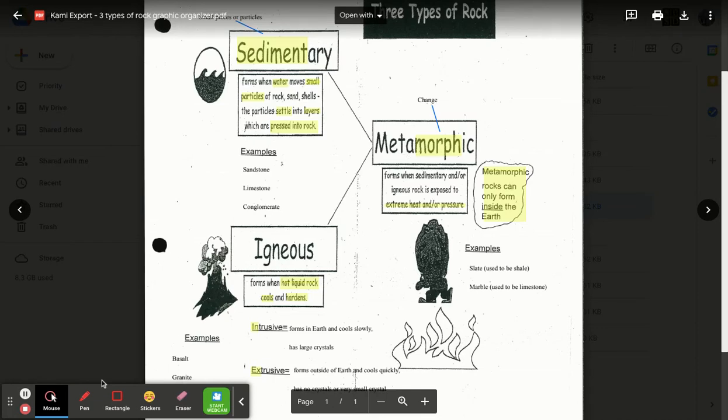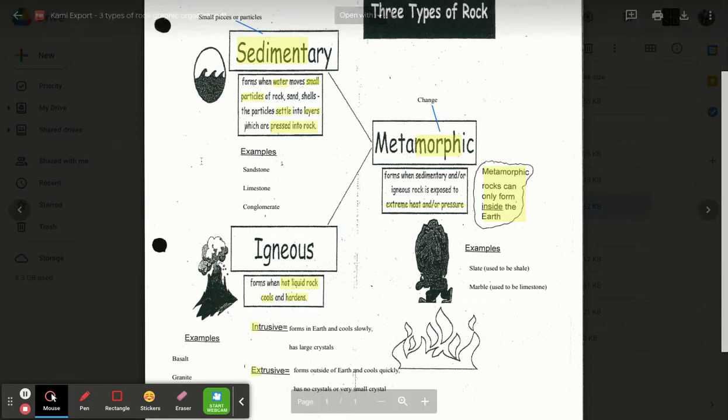Hey, boys and girls. This graphic organizer, which you will have access to on Google Classroom, is going to give us a summary of the three types of rock that exist on Earth, specifically in the crust. I want to start with the igneous rock, which is the one on the bottom left of this organizer.